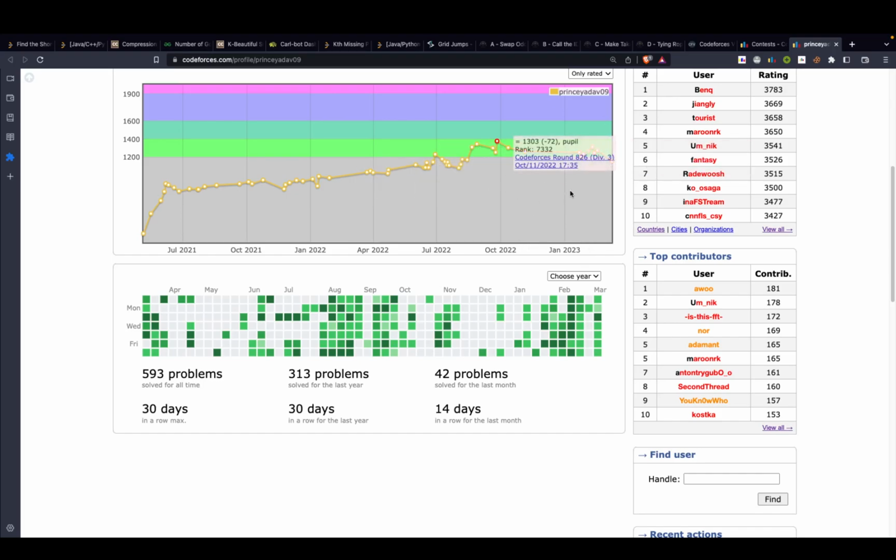So these things should be sufficient. Greedy algorithms, binary search, constructive algorithms, basic mathematics. These things are more than sufficient, I'll say.